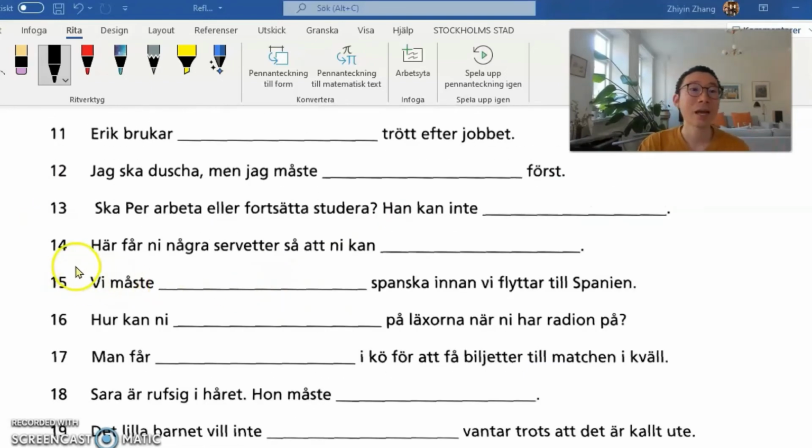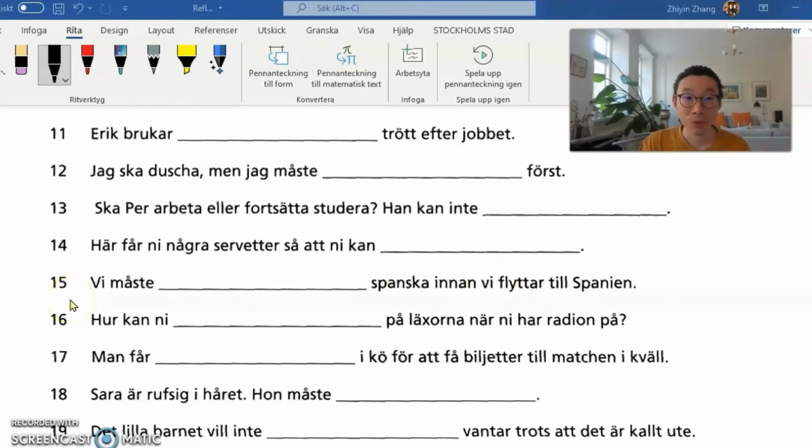Okej, nummer 14. Här får ni några servetter så att ni kan torka er. Here you get some tissues so that you can dry yourself. Torka er betyder to dry yourself up. To dry yourself, torka er.